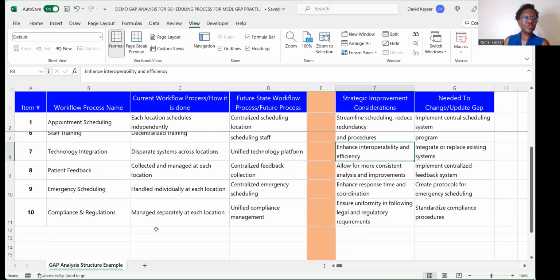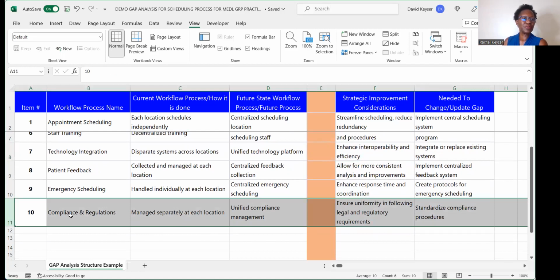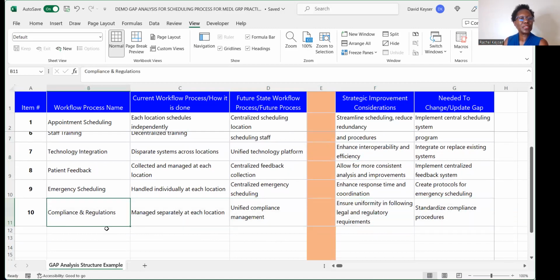And then we go to compliance, the last part here, number 10. I'm just skipping over some of them. You'll find that compliance and regulations, they're managed separately at each location. When you have a centralized type, it's unified. And then the consideration is that it ensures uniformity in following the legal and regulatory requirements. And so what needs to be done is to standardize the compliance procedures and processes, okay? So that's what that is.